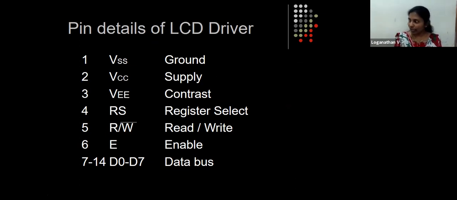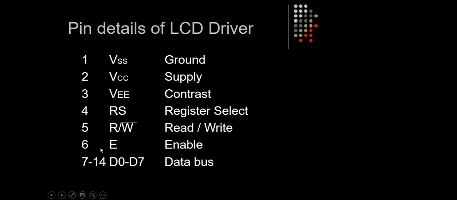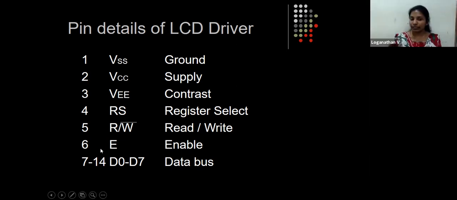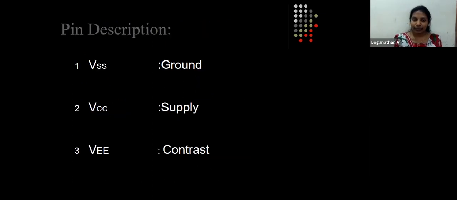Then do we need to connect the anode and cathode pins? No. Then we are left with 4, 5, 6 and 7 to 14. 8 plus 3, totally 11 pins are to be connected to the microcontroller. That means you should be programming 11 pins. Either 11 pins, or if you are selecting 4-bit, then only 4 data pins: 3 control pins and 4 data pins, totally 7. Either it will be 7 or 6, 11 or 10. I will say why it is 10 or why it is 6. Fine? Okay. No doubts then?